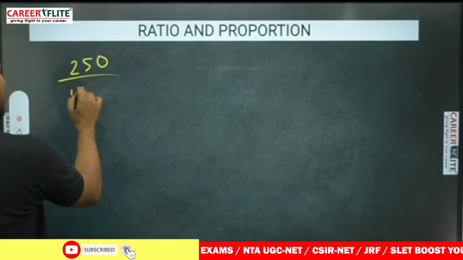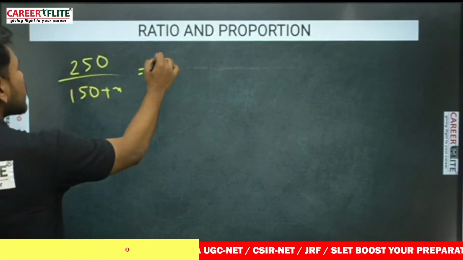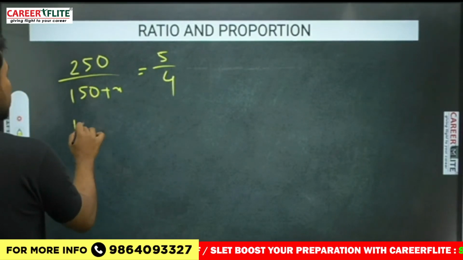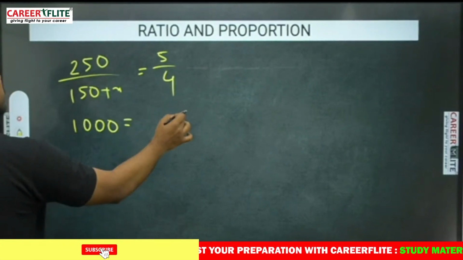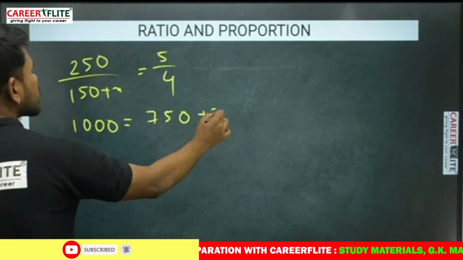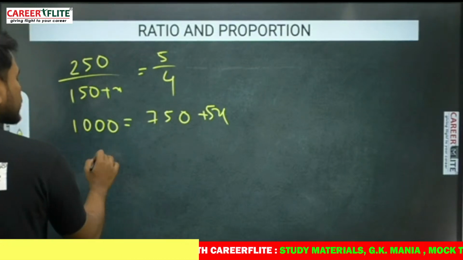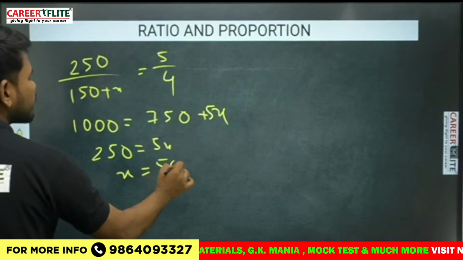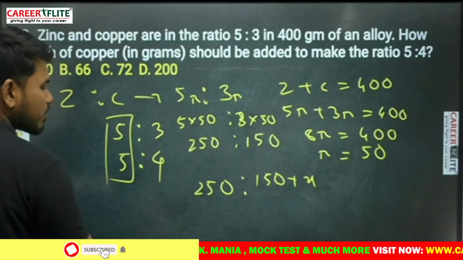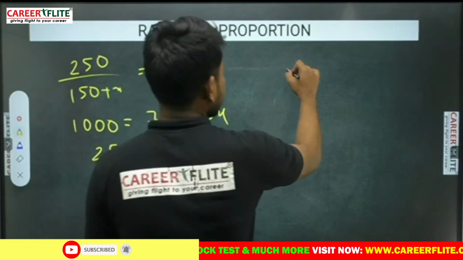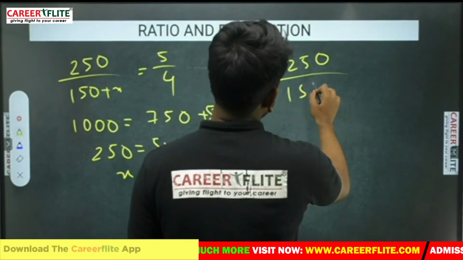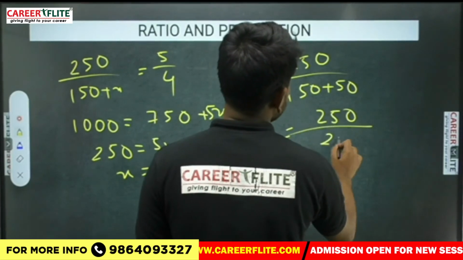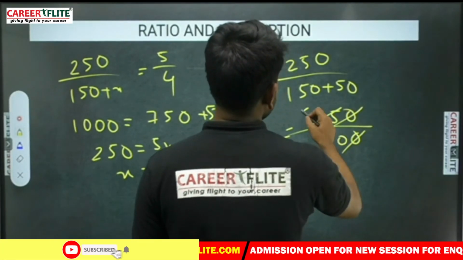The ratio is 250 by 150 plus x. This ratio is how much? 5 by 4, right? So if we cross multiply, it will be 1000 equals 750 plus 5x. This is 250, so 5x equals 250. So x will be 50 grams. If we add 50 grams, 250 by 150 plus 50 comes out to be 250 by 200. This 5 times, this 4 times.